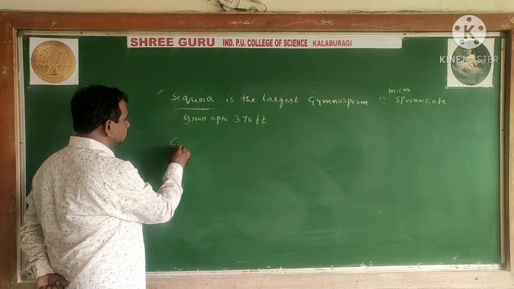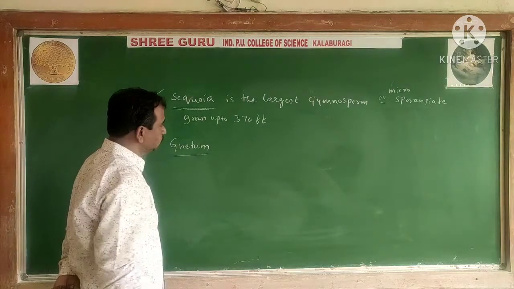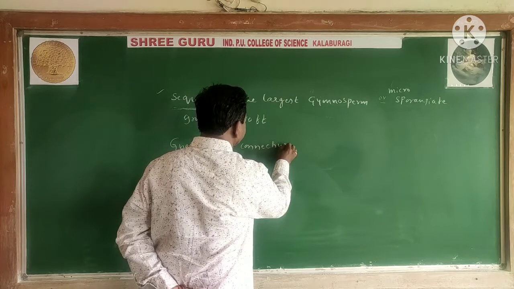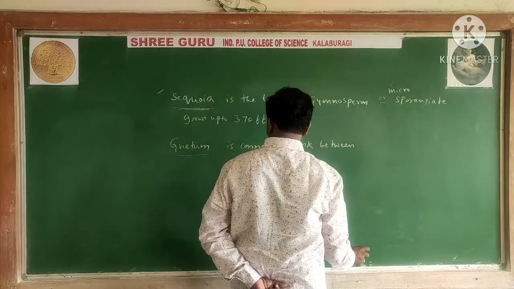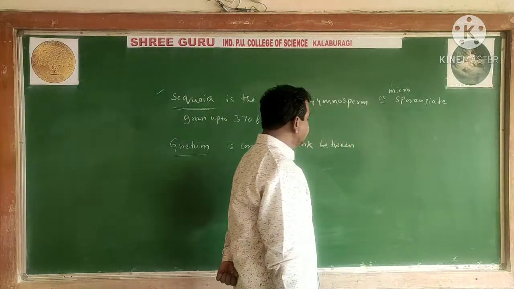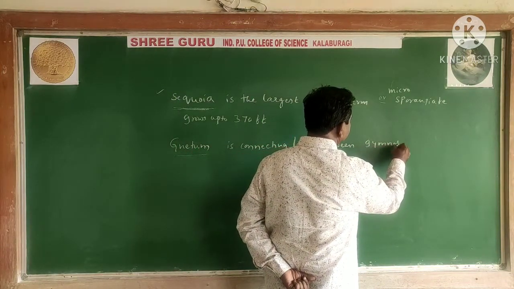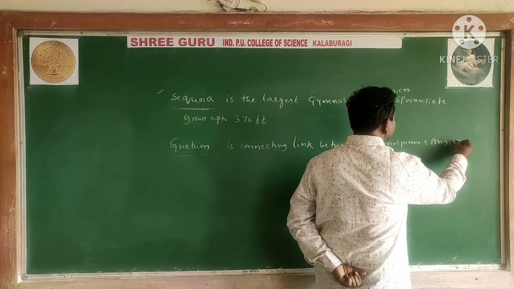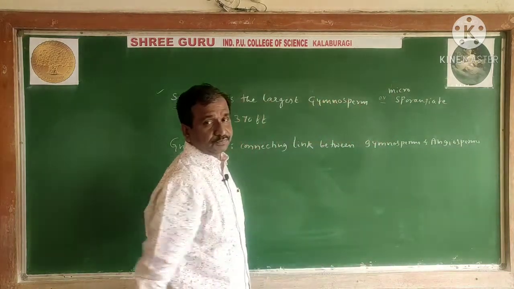And next is Gnetum. G is silent. Gnetum is the plant. Gnetum is the connecting link between gymnosperms and angiosperms. Why? Because Gnetum is showing certain characteristics of angiosperms.